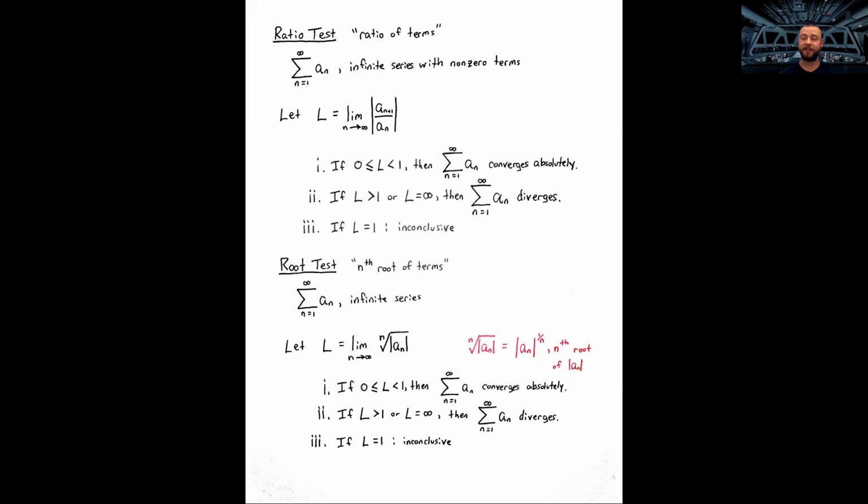conclusions. If that limit L is greater than or equal to 0 but less than 1, then our infinite series is absolutely convergent. If the limit L is greater than 1 or equal to infinity, the infinite series diverges. And if the limit value equals 1, the root test is inconclusive. And we will just apply another test.